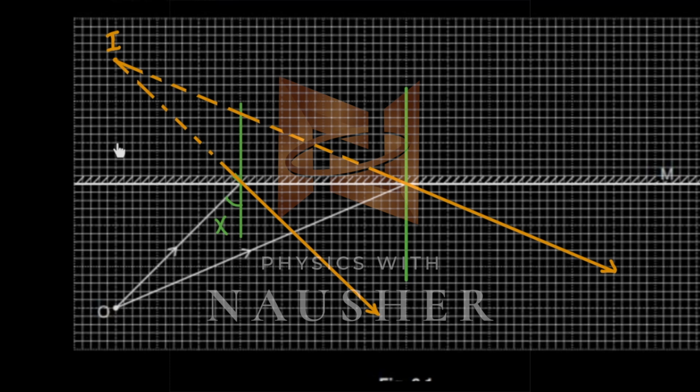above the mirror. So 5, 10, 15 boxes. 15 boxes above from the mirror. This should be your image. Once you have your image, you should work your way smartly. You know that this is the point of incidence. This is the point of incidence.